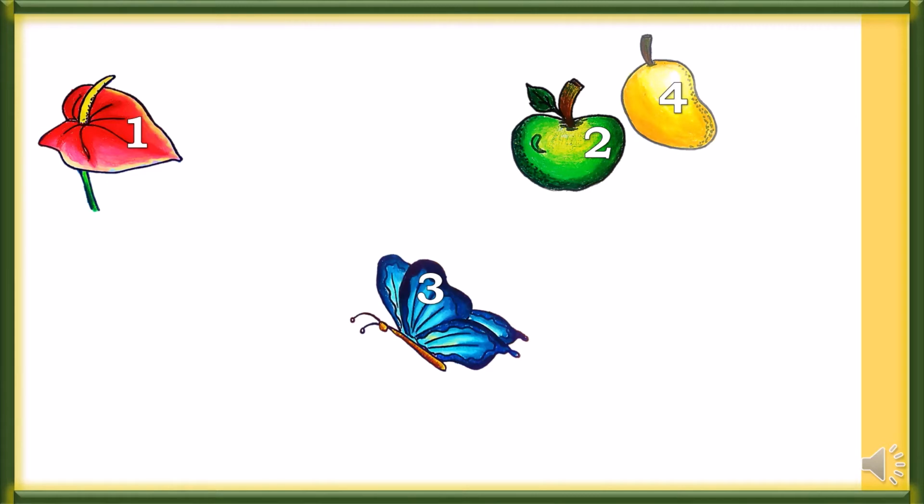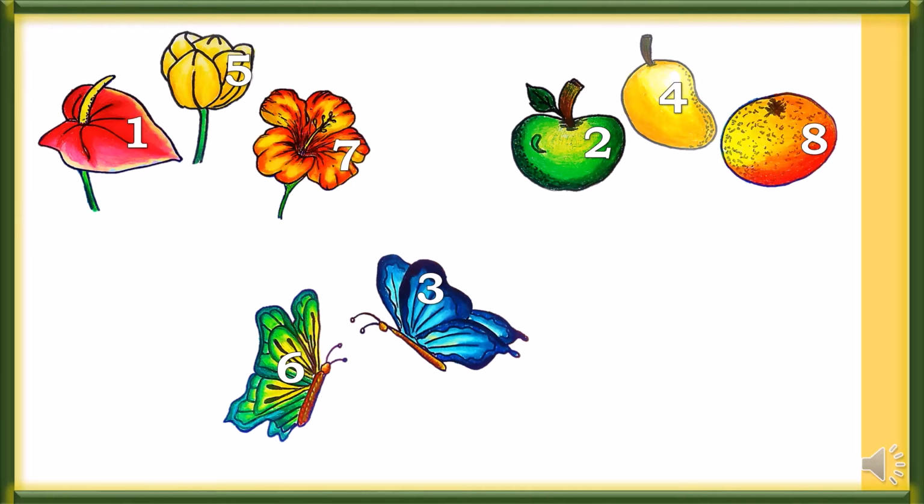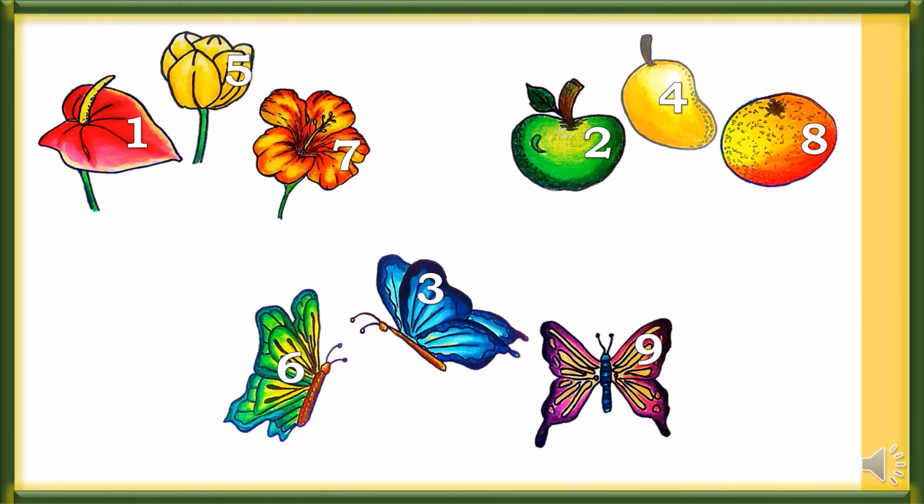Mango is the fourth object, tulip is the fifth object, and another butterfly is our sixth object. Gumamela is the seventh object, orange is the eighth object, and the ninth object is a butterfly. And it forms how many groups? What do you think from your answer? Yes, you got it right.